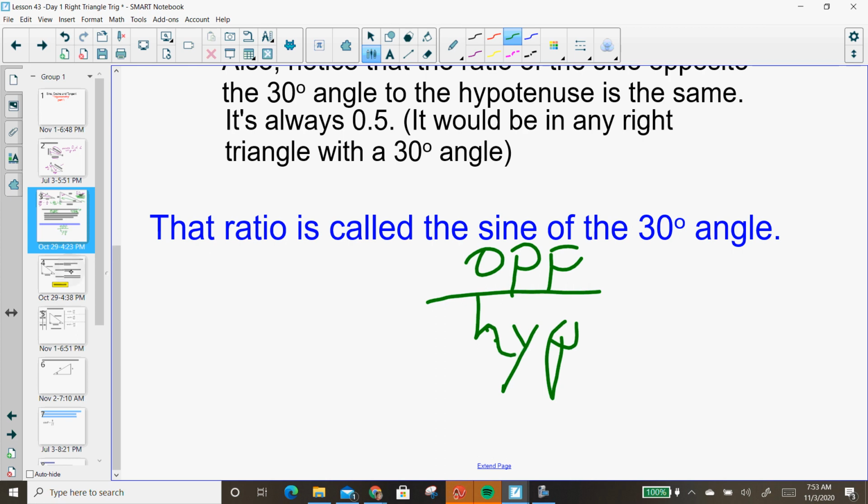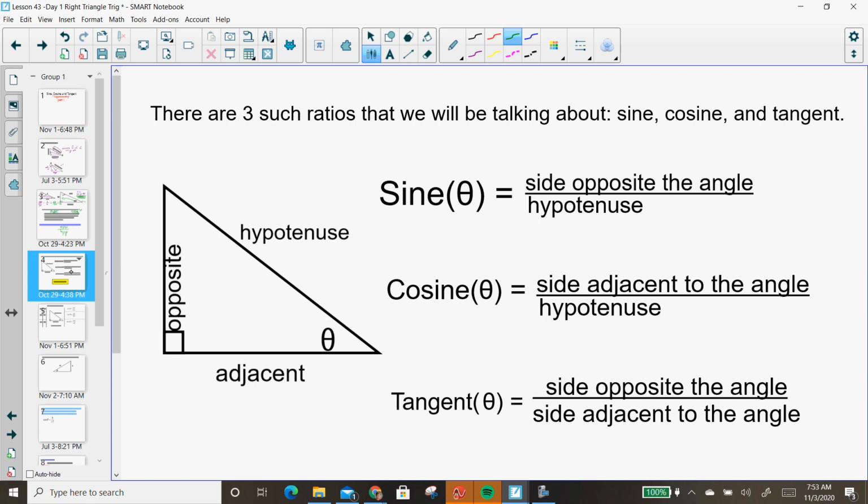That will be true not just of 30, 60, 90 triangles, but any right triangle. Again, this only works on right triangles. No other triangle has a hypotenuse. Other triangles will have longest and shortest sides, but no other triangles will have hypotenuses. So you can only do this with right triangles. These are ratios that we are going to want to memorize.